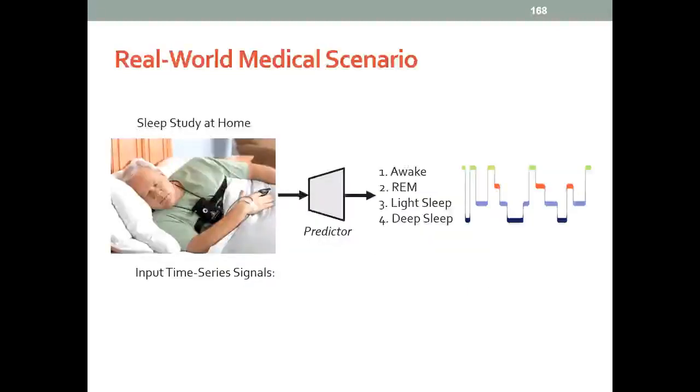To evaluate our method also in a real-world medical scenario, we consider the problem of sleep study at home, where the inputs are time series signals, one from a nasal cannula and one from a breathing belt. These are multi-channel breathing signals. And we have a predictor, for example, a neural network, to predict one of the 4 classes of sleep of this patient: awake, REM, light sleep, and deep sleep.